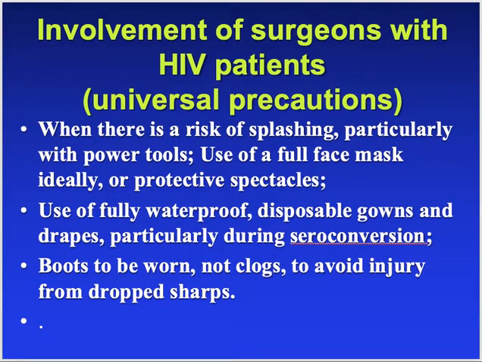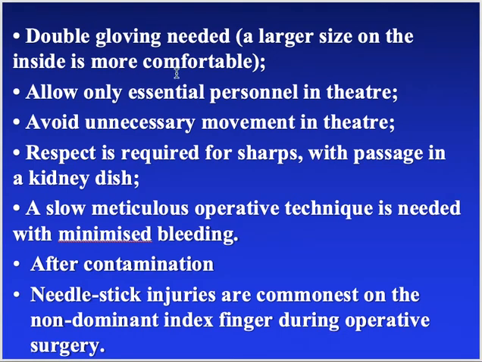Involvement of a surgeon with an HIV patient. Whenever a surgeon is dealing with an HIV patient, whenever there is a risk of splashing, for example when they are doing orthopedic surgery, they should use a full face mask, protective spectacles, fully waterproof disposable gowns, and drapes. They should wear boots. Because for example, if there is any mishap, like they drop a scalpel or any pointed object, they should not damage their feet. They must use double gloving.